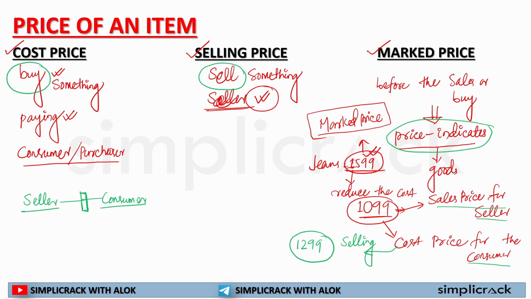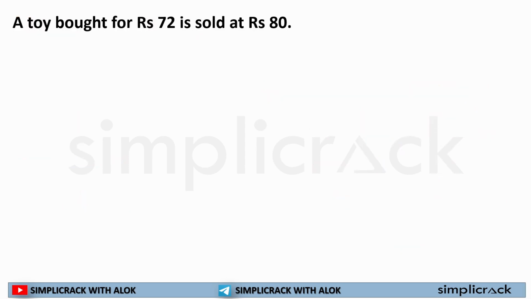Let's see what is the next thing you will be learning. So here it is saying a toy bought for rupees 72 and sold at 80. See, there are two things here. First, bought for, that means someone has paid a cost, right? If someone is paying the cost, that is the cost price. We have already learned from the first slide, cost price is whatever someone is paying. So cost price is 72.